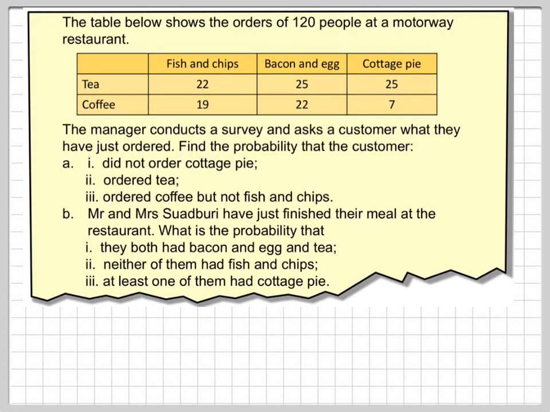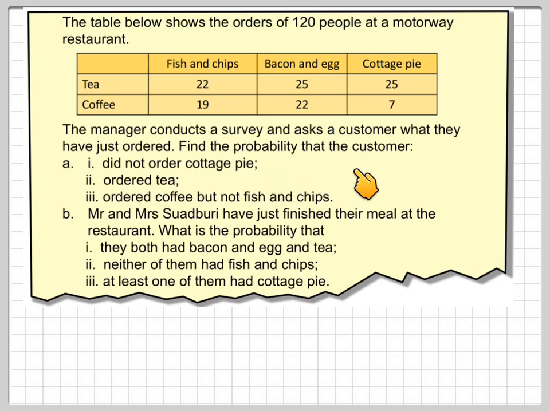Okay, this video is about finding probabilities using two-way tables. The table below shows the orders of 120 people at the motorway restaurant. So we've got tea and coffee, fish and chips, bacon and egg, and cottage pie. The manager conducts a survey and asks the customer what they've just ordered.